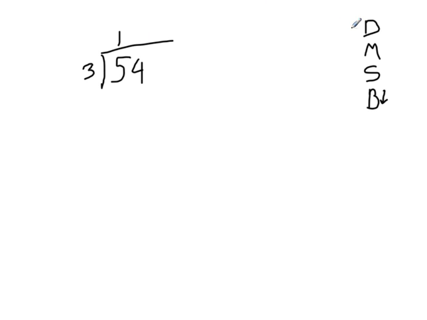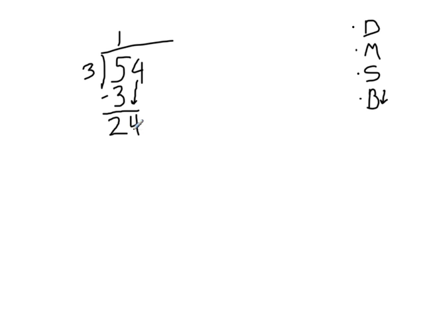So I've just divided. So now I'm going to multiply. So 1 times 3 is 3. And I write that 3 there. Now I'm going to subtract. So 5 minus 3 is 2. And my next step is to bring down. So the next digit over from the 5 is this 4, and I'm just going to bring that straight down, and this 2 then becomes 24.